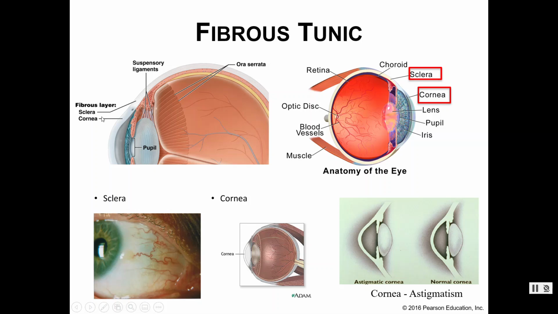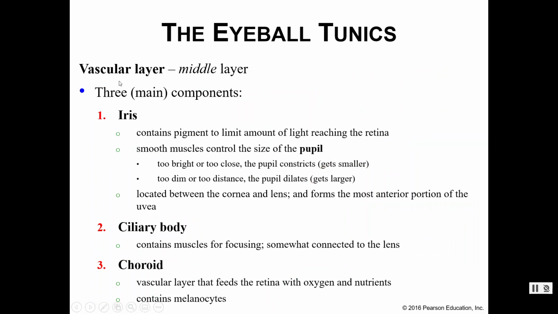So next up, we've got the middle layer, the vascular layer. Now this one has 3 components instead of 2. We've got the iris, which is the pigmented part of your eye. So that's the, oh, I have green eyes, or I have blue eyes, or I have brown eyes. That's the green, the blue, the brown part.